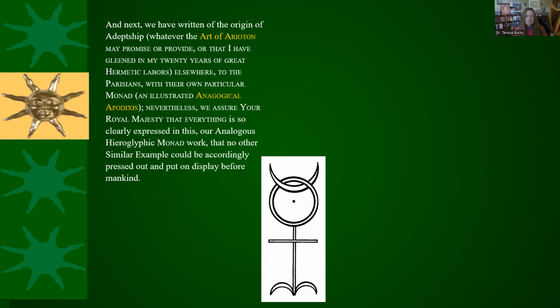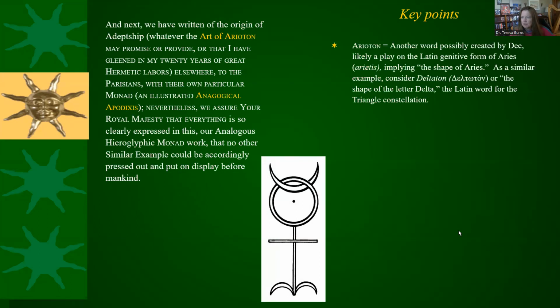And next, Dee continues, we have written on the origin of adeptship. Whatever the art of Ariaton may promise or provide, or that I have gleaned in my 20 years of great hermetic labors. All right, I've studied D for almost 20 years now. So there's my great hermetic labors. I've worked on this since 2007.